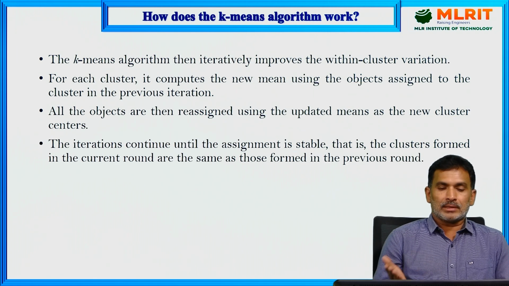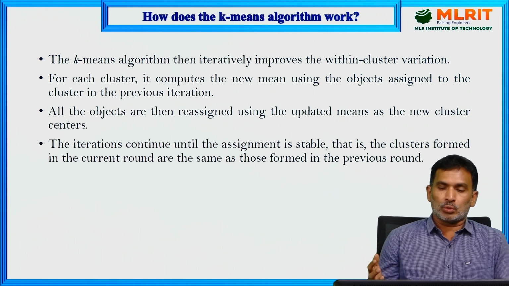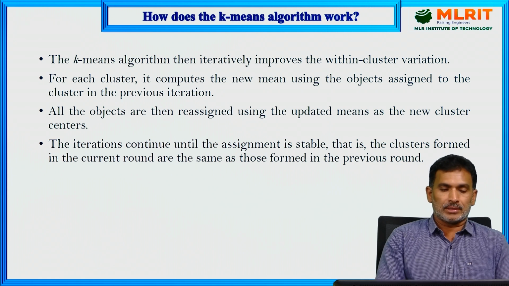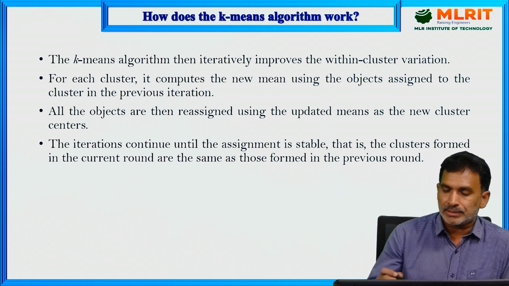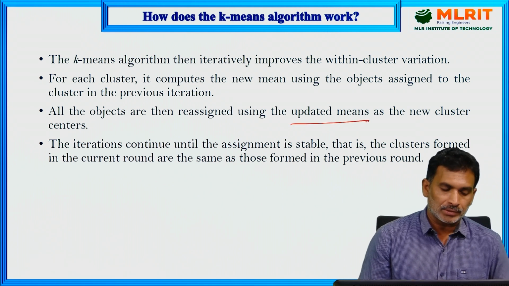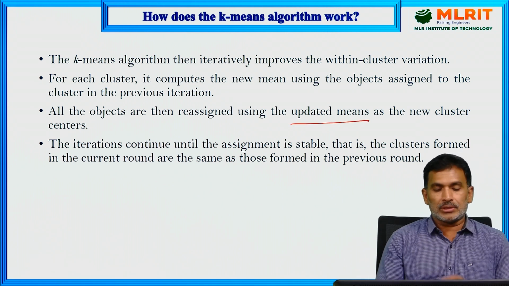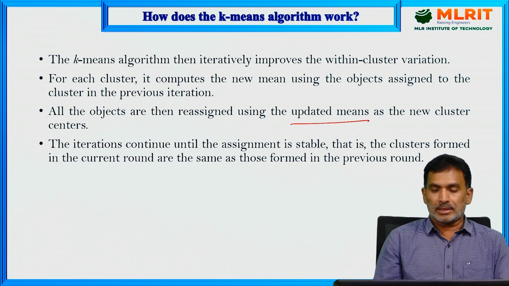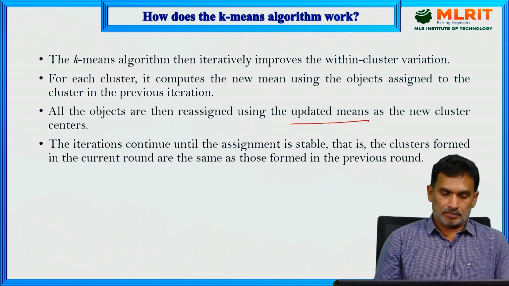The k-means algorithm then iteratively improves the within-cluster variation. For each cluster, it computes the new mean using the objects assigned to the cluster in the previous iteration. All the objects are then reassigned using the updated means as the new cluster centers. This process continues until the assignment is stable, that is, the clusters formed in the current round are the same as those formed in the previous round.